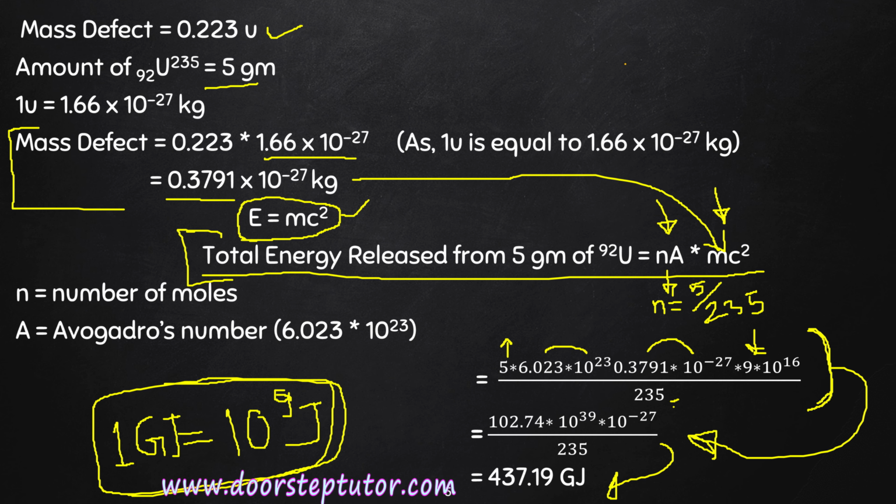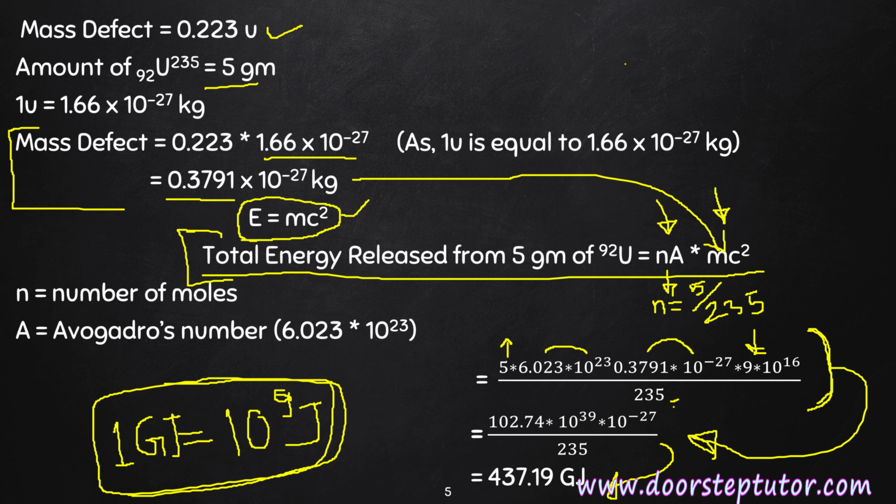This is the equivalence of joule to gigajoule: 1 gigajoule equals 10 power 9 joules. So this is how we'll solve this question.